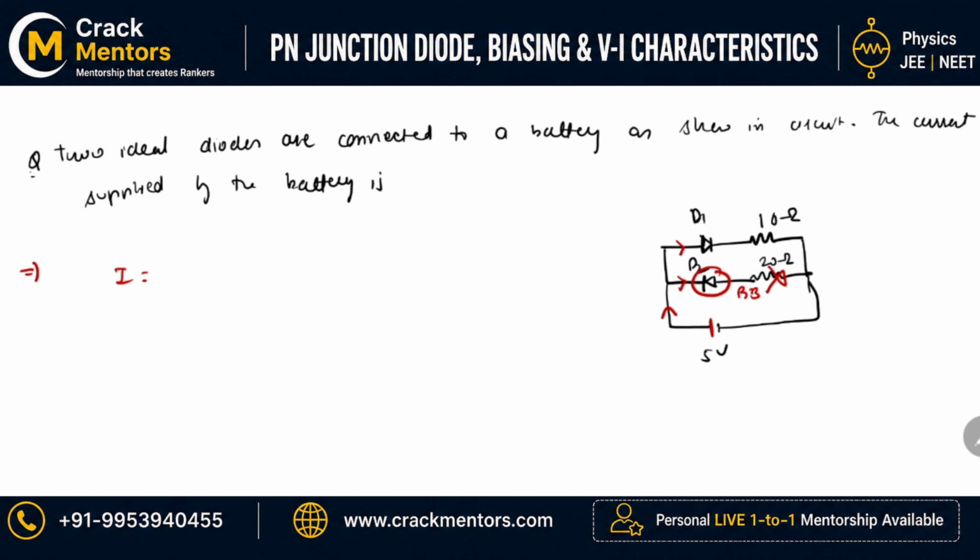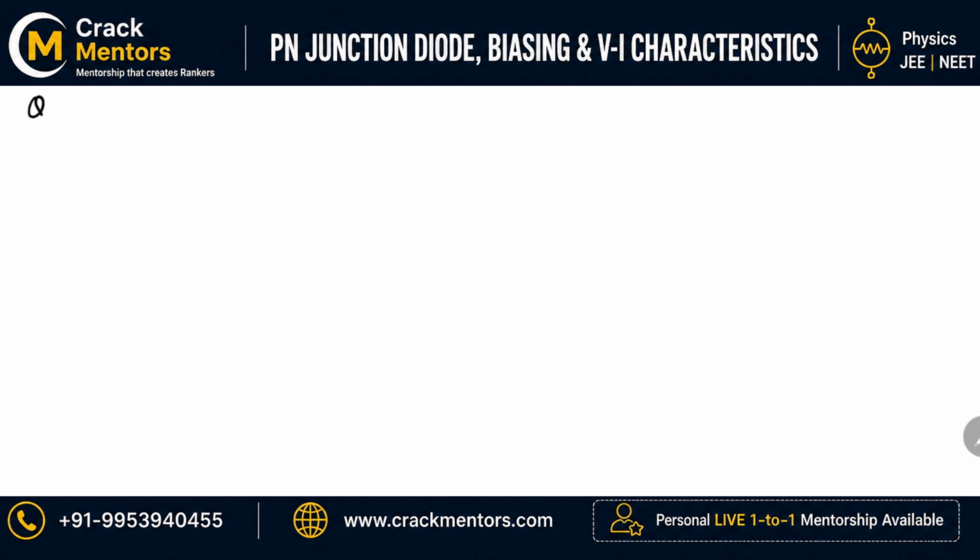Therefore I will say that the value of current is equal to V by R. This is equal to 5 by 10, that is equal to 0.5 ampere. The current flowing through this is 0.5 ampere. Okay, fine. Let us take this question.